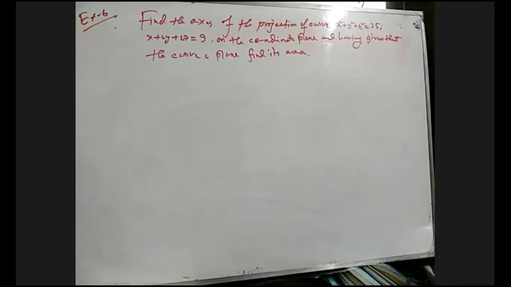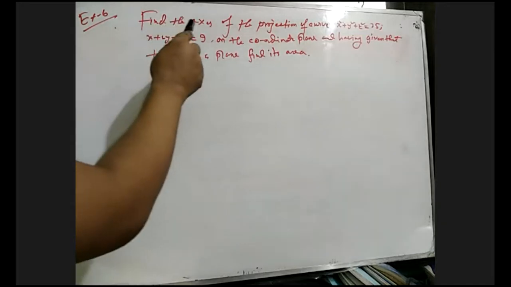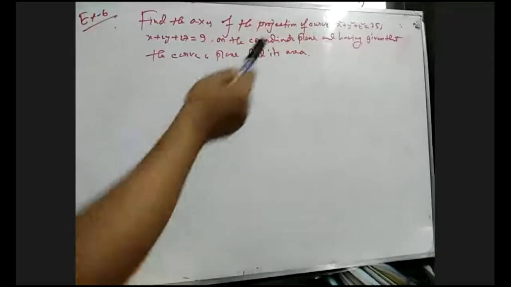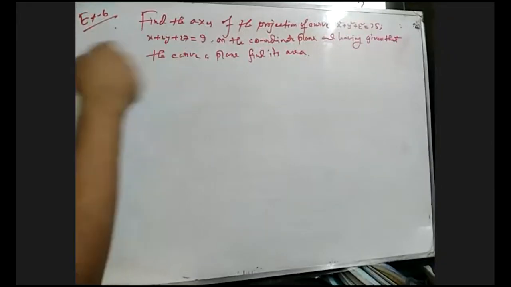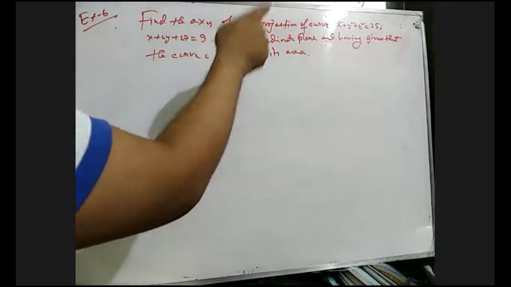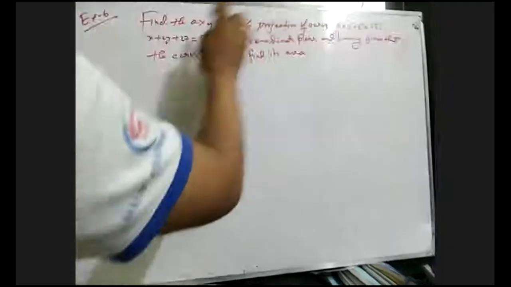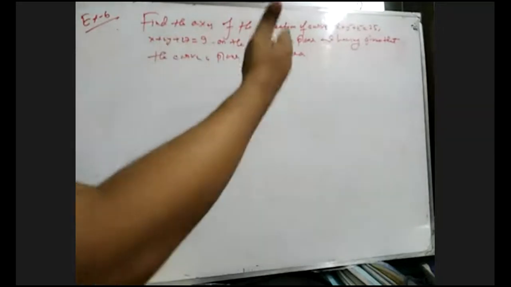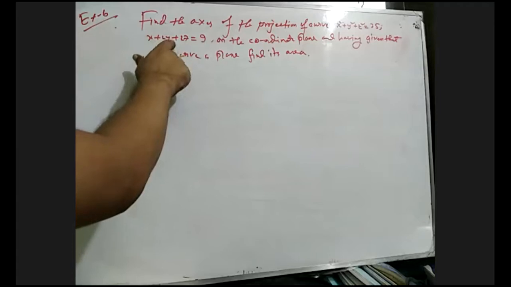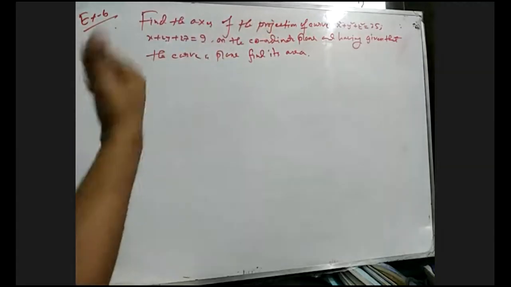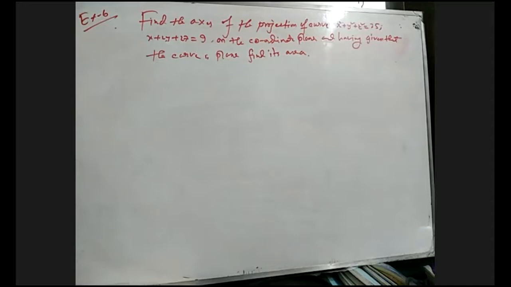So for example 6, in this example, we have to find the axis of the projection of the curve x square plus y square plus z square equals 25, x plus twice y plus twice z equals 9 on the coordinate plane. This is the whole equation of the plane. Remember it. Suppose there is a sphere; when we cut a sphere with this, we get what?